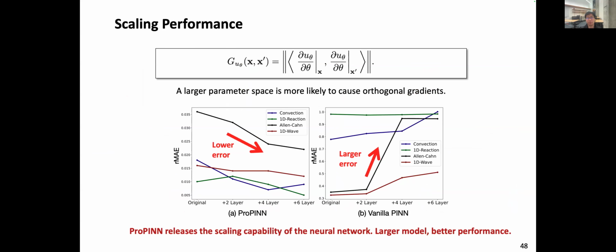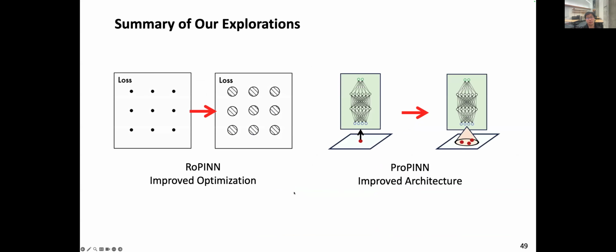And also, as mentioned before, a larger model is more likely to cause orthogonal gradients, resulting in a propagation failure and overfitting. However, ProPINN can keep active propagation between different positions. So when we keep adding layers, ProPINN can still achieve better performance. That means ProPINN can benefit from scaling the model size. Okay, that is our design for improving PINNs.